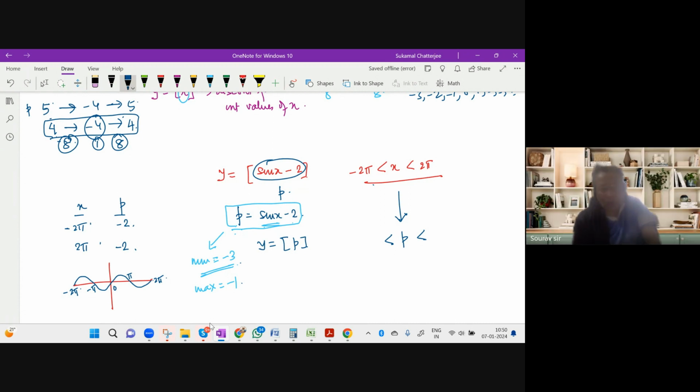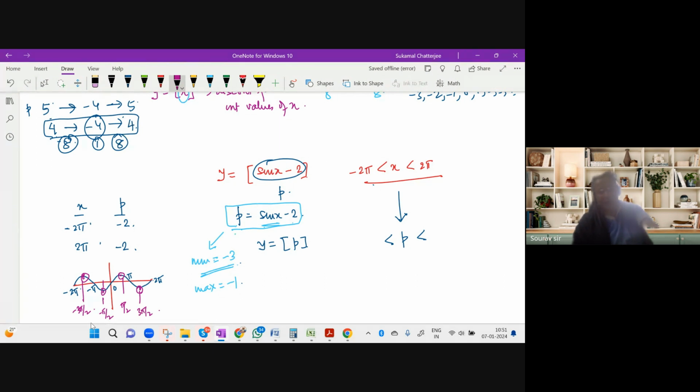Now I am concerned with these four values. Where is it happening? It is happening for x equal to minus 3 pi by 2. This is minus 3 pi by 2, and this is minus pi by 2, and then again pi by 2 and plus 3 pi by 2. So these are the points that I'm interested in.